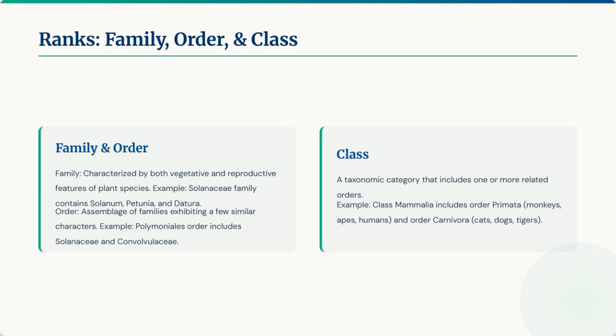So, to summarize, the ranks we're looking at, family, order, and class, help us understand how plants and animals are grouped based on similarities, from more specific to more general categories.